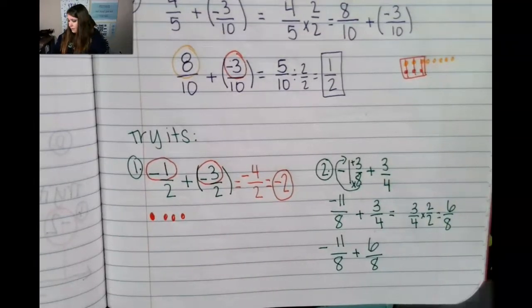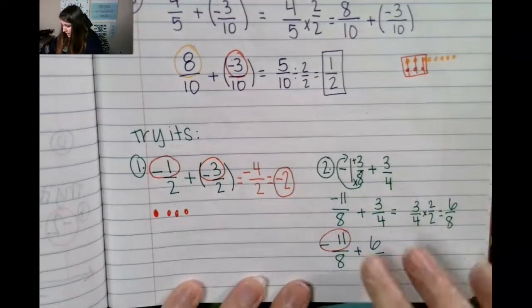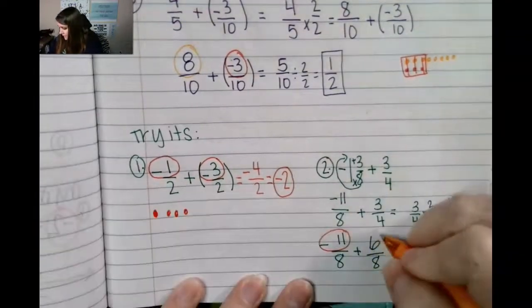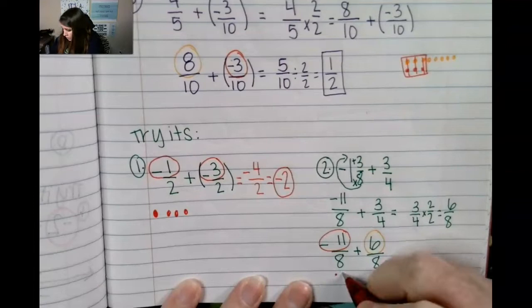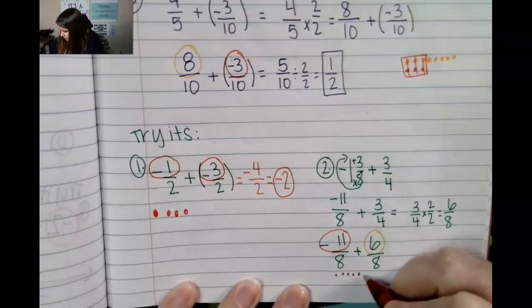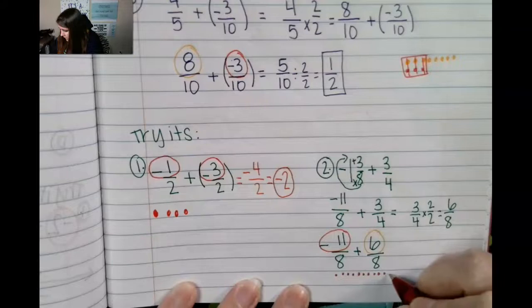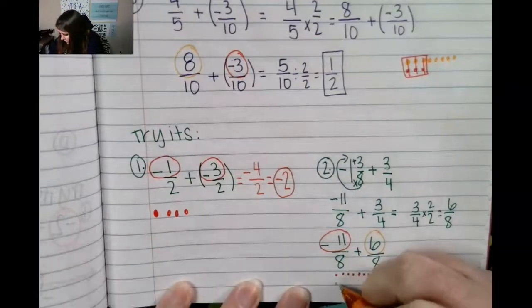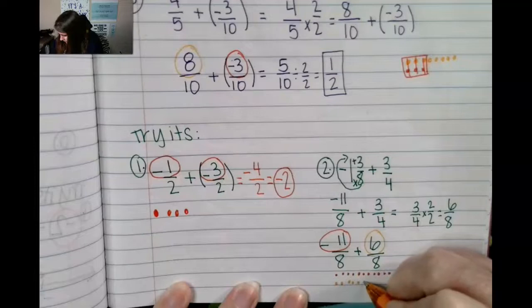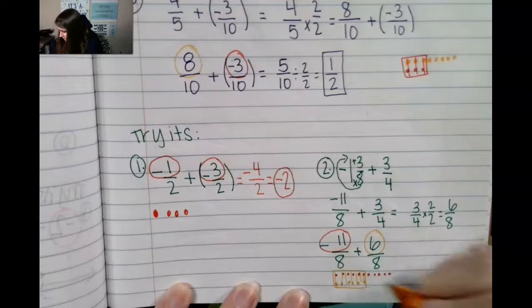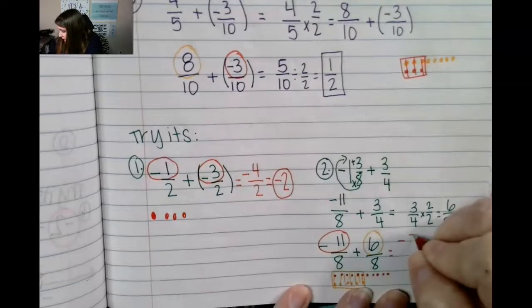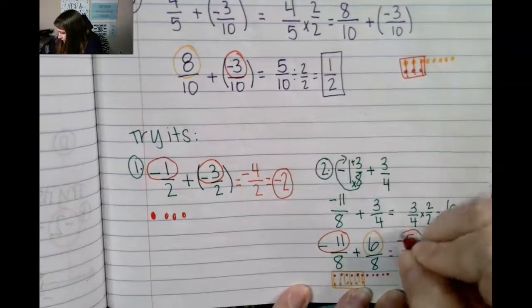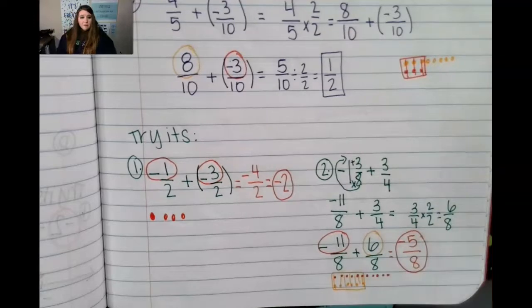So I have negative 11, and I add 6 positives, which means that, so if we want to show it, 6, 7, 8, 9, 10, 11, and I add on 6 positives, those all go away. All right, and I'm left with 5 negatives. So my answer is negative 5 over 8.